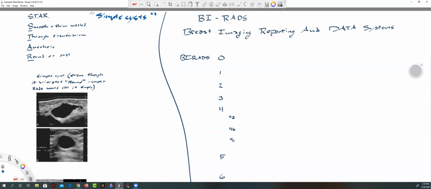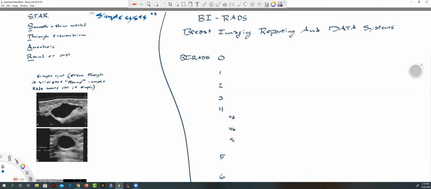So the walls are not bumpy and thick. There's nothing growing on them. They are smooth. There is through transmission on a simple cyst. They are anechoic, not hypoechoic, not echogenic for sure, anechoic. And they are round or oval.